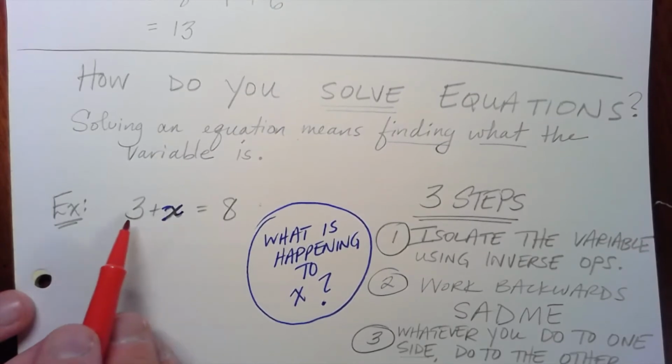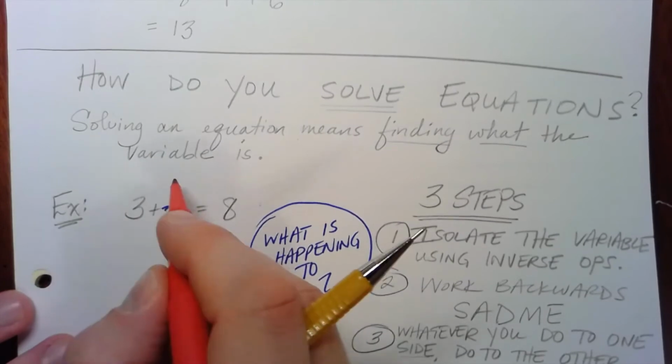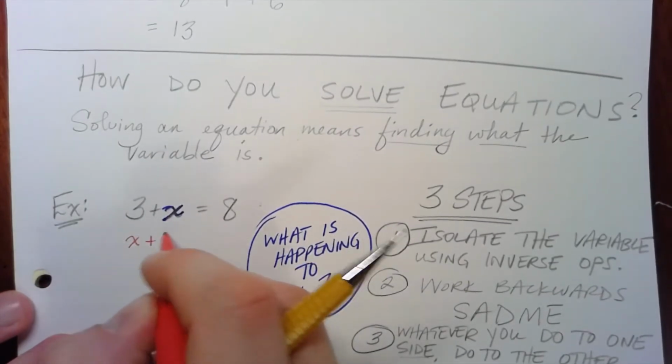Well, it's being added by 3, right? X plus 3. Because I could rewrite this as x plus 3.